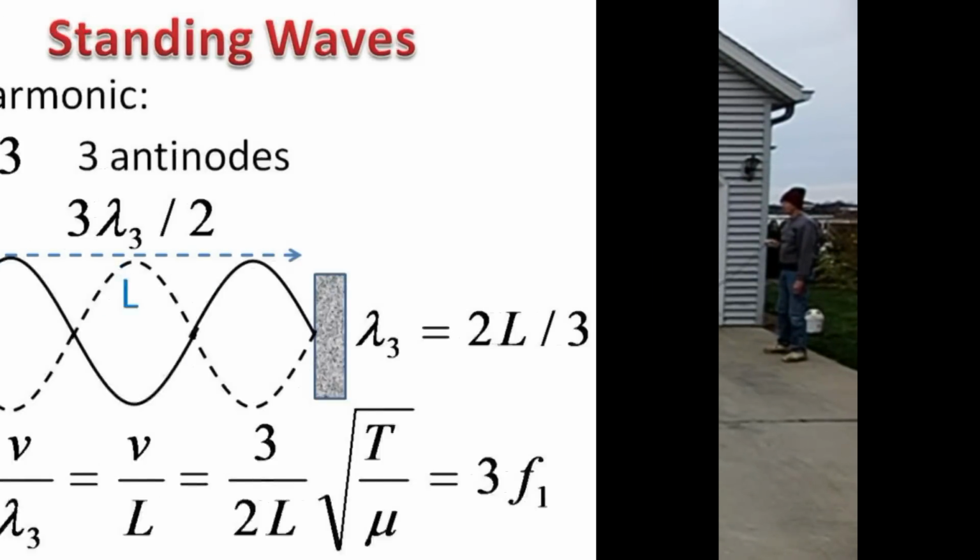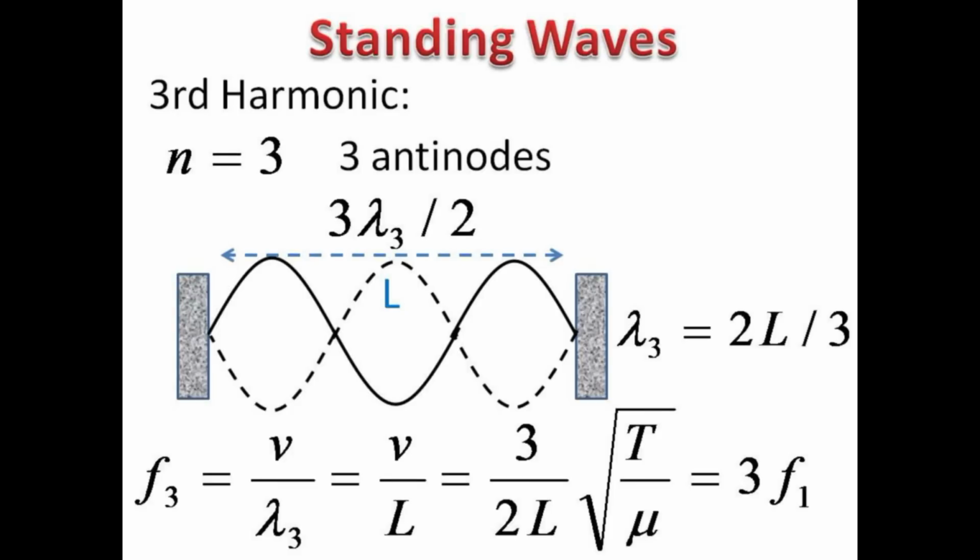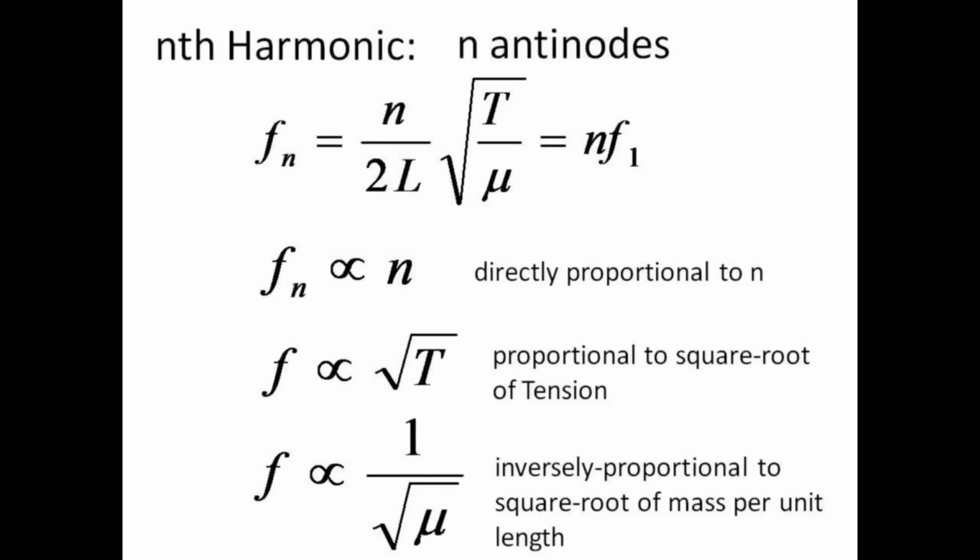The third harmonic occurs when 3 1/2 wavelengths fit into the length of the string. Then the wavelength is 2/3 of the length, and the corresponding frequency will be 3 times the fundamental frequency. In general, the nth harmonic will have n antinodes and a frequency that is n times the fundamental frequency.